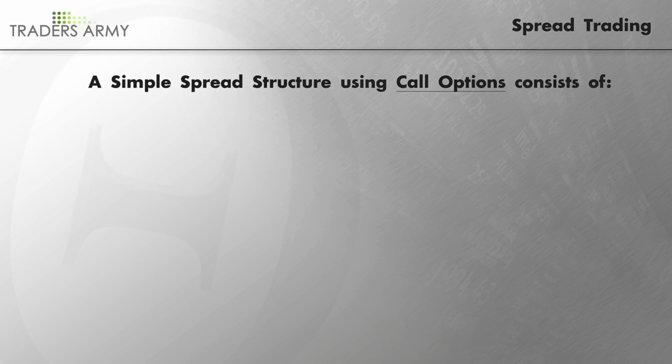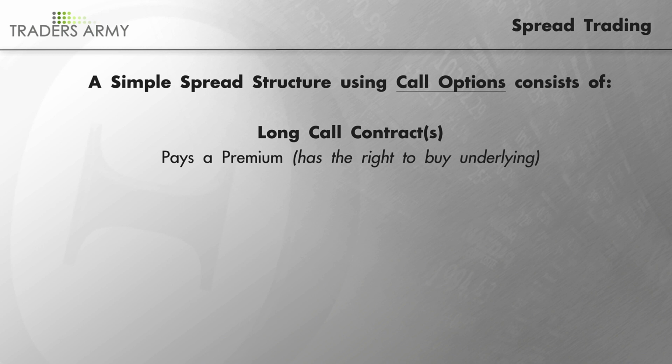Now, a simple spread structure, so we're going to keep it simple, a simple spread structure using call options will always consist of a long call contract, so one long call, which means you're paying a premium and you have the right to buy the underlying. You have a positive delta position and a positive vega position, which means your outlook is you believe the stock will go up and you believe volatility will go up as well. But you have negative theta, which means time going by will negatively impact that long call position.